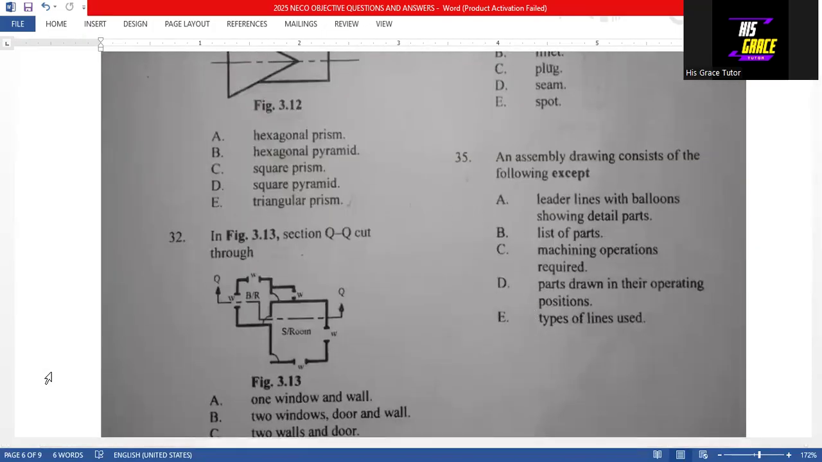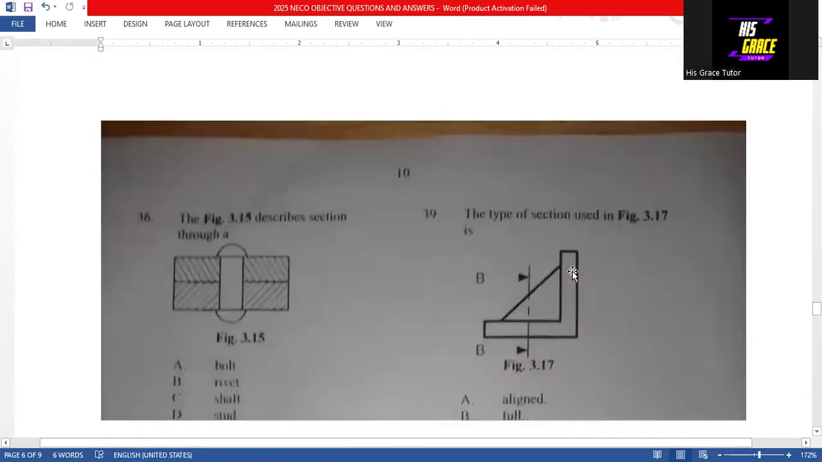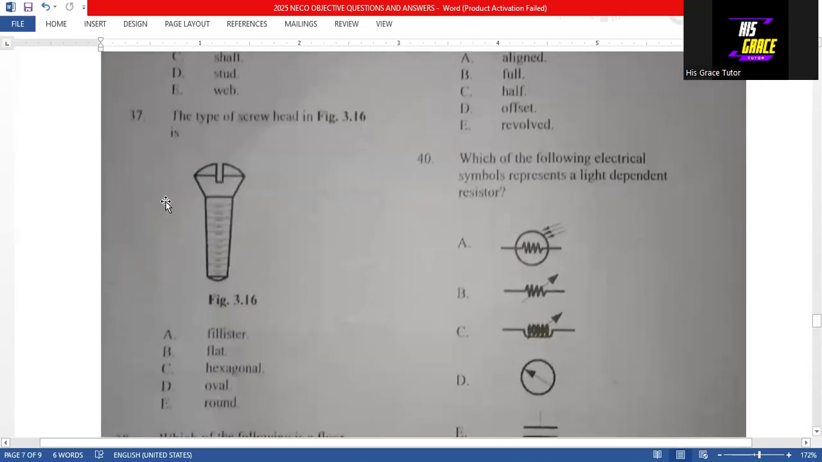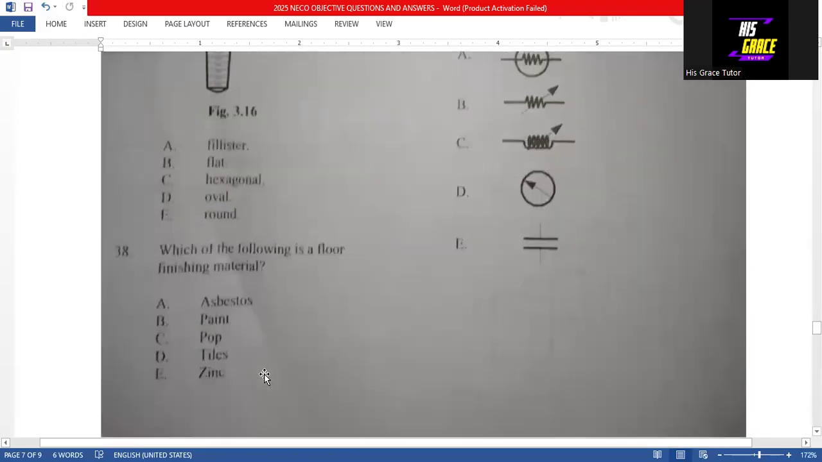Question 35. An assembly drawing consists of the following, except: the answer is option C, machine operations required. Then question 36. Figure 3.15 describes a section through a rivet. That is option B. Then the type of screw head in figure 3.16 is round head. That is option E, the answer to question 37.